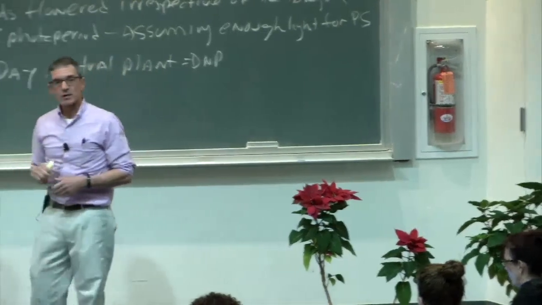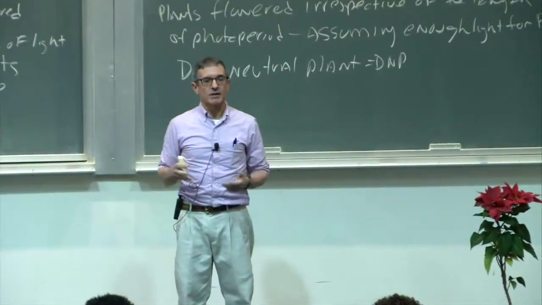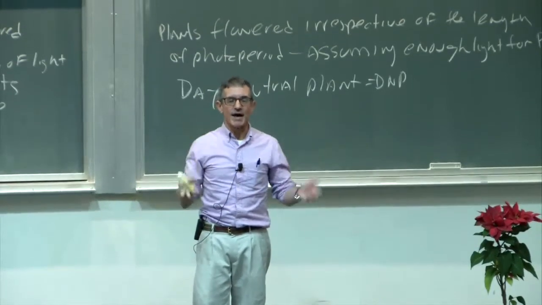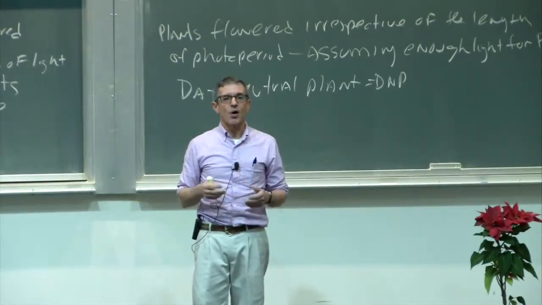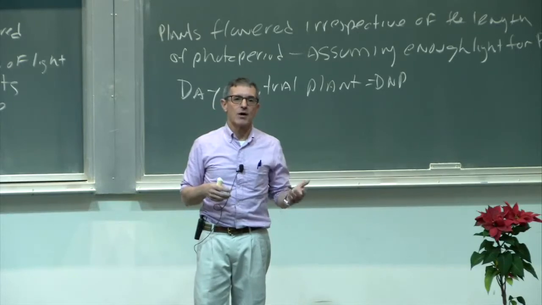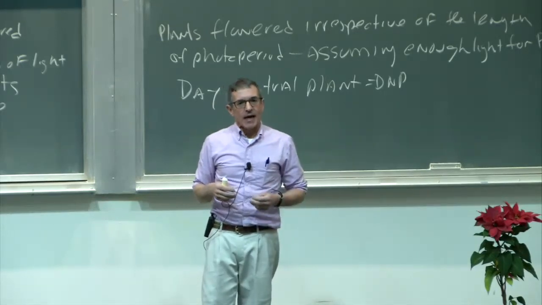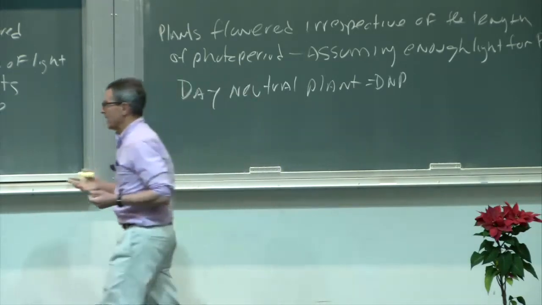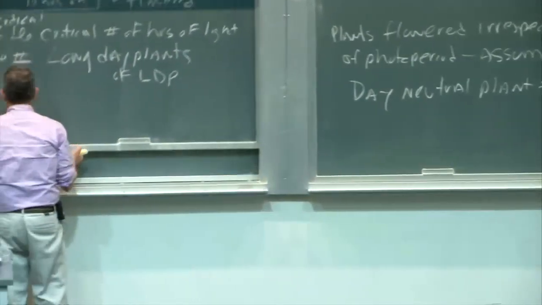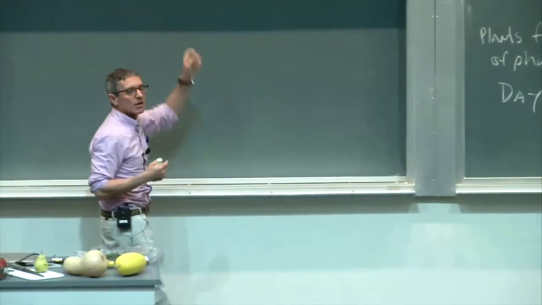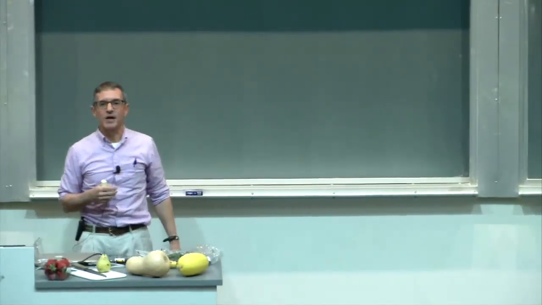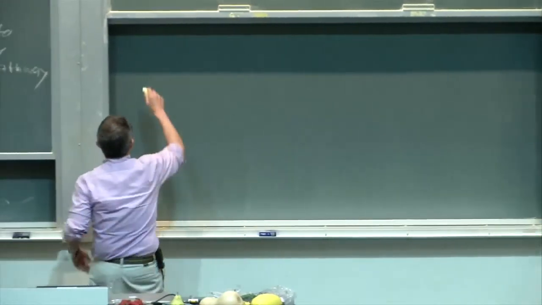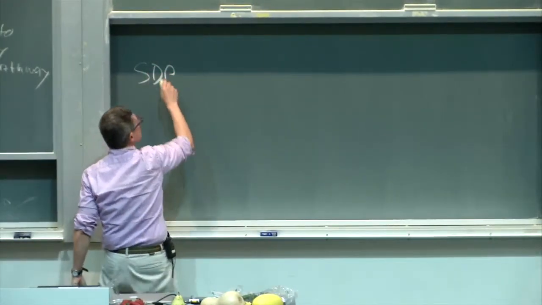Now, Garner and Allard were very excited about these observations because they felt that by demonstrating that it was the length of the photoperiod, one could control flowering in many plants. And then something strange happened in their observations. Let's look at something which casts doubt on their interpretation that it was the length of the photoperiod which controlled flowering.